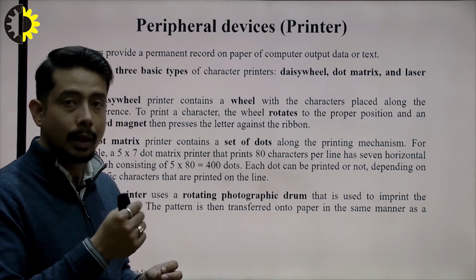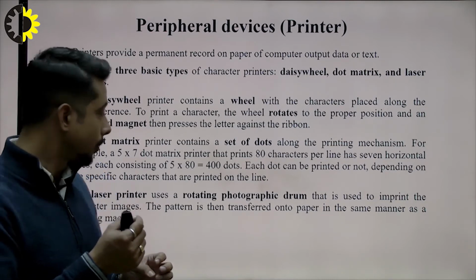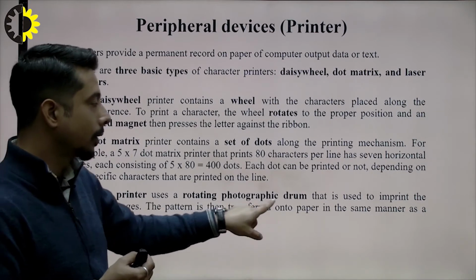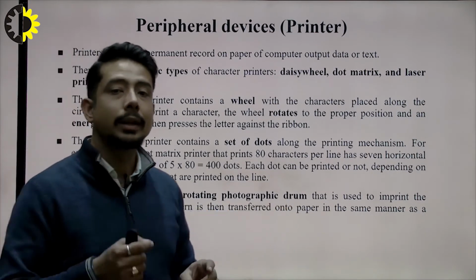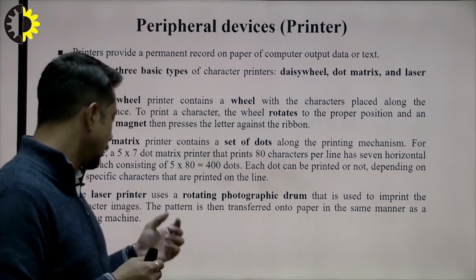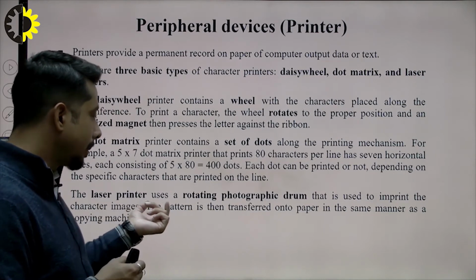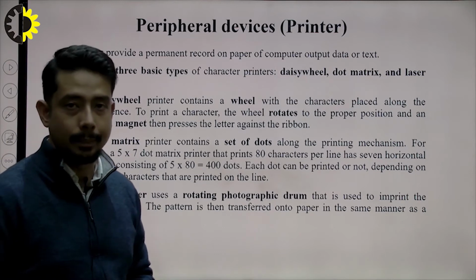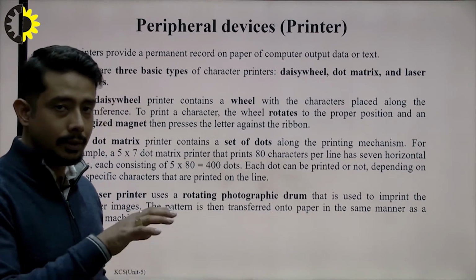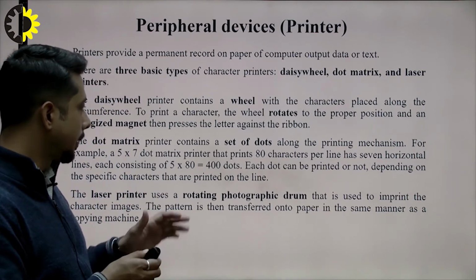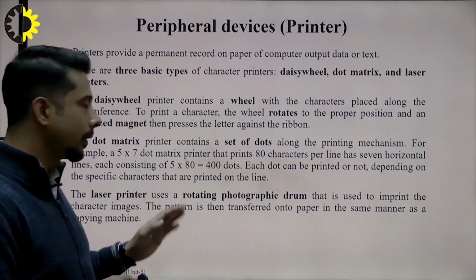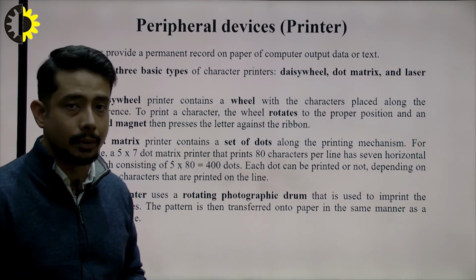Then you have a photographic drum, which is known as the laser printer. A laser printer uses a rotating photographic drum to imprint the character images, and the pattern is then transferred onto paper in the same manner as a copying machine. So these are the three types. In the regular way of working with printers, we are generally working most of the time with the laser printer only.